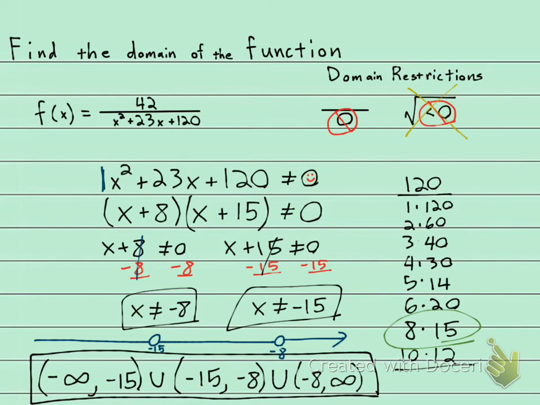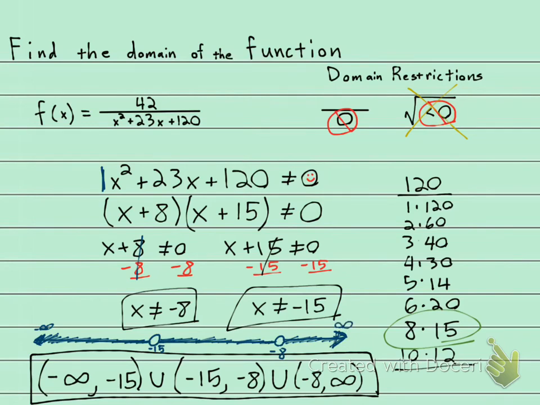So everything from back here at negative infinity is shaded. And then I shade all the way to negative 15. I stop at negative 15, and then I start right on the other side of negative 15. I shade everything all the way to negative 8. I stop at negative 8, and I start right on the other side of negative 8, and I go all the way to where? Shade in that arrow, which is infinity.